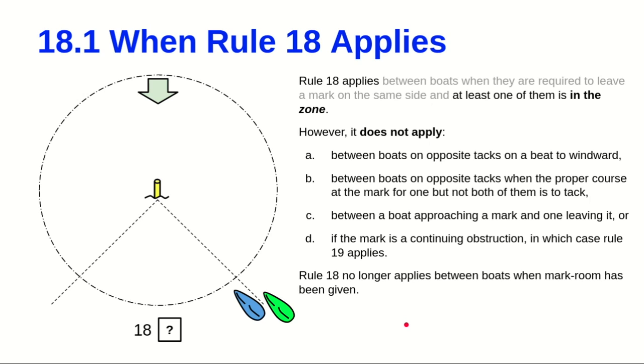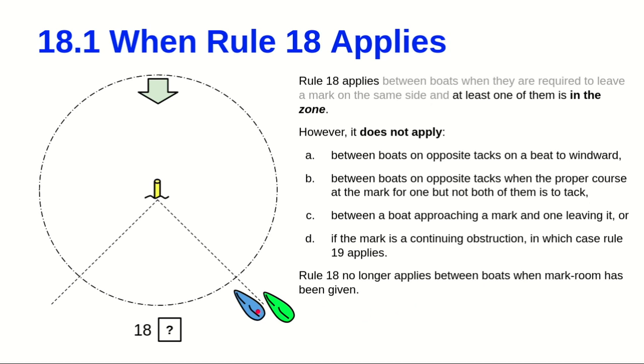18.1. Rule 18 applies between boats when they are required to leave a mark on the same side and at least one of them is in the zone, three boat lengths from the mark. However, it does not apply, the exceptions, between boats on opposite tacks on a beat to windward, between boats on opposite tacks when the proper course at the mark for one but not both of them is to tack, between a boat approaching a mark and one leaving it, or if the mark is a continuing obstruction, in which case Rule 19 applies. And then Rule 18 no longer applies, it switches off, between boats when mark room has been given. So let's look at some examples.